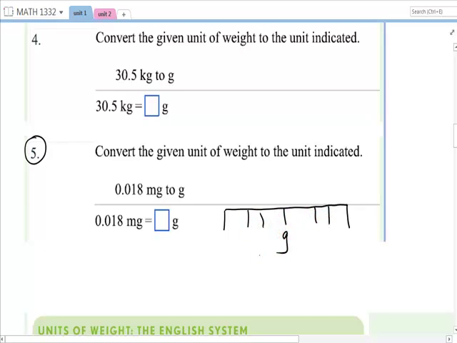All right, we're dealing with grams. kg, hg, dag, dg, cg, mg. Really messy. There we go. All right, I'm going from milligrams to grams. From milligrams to grams is 1, 2, 3 to the left.